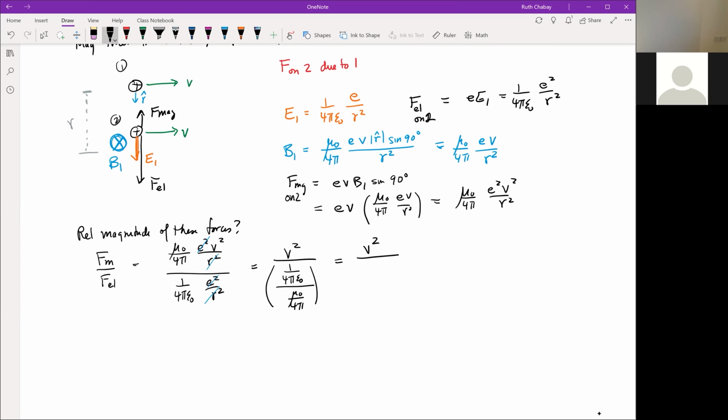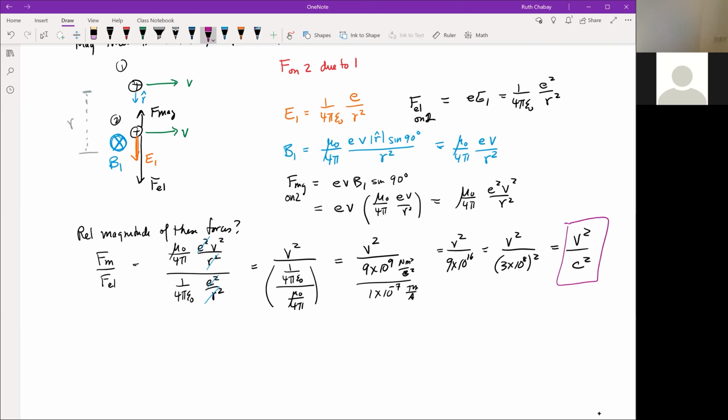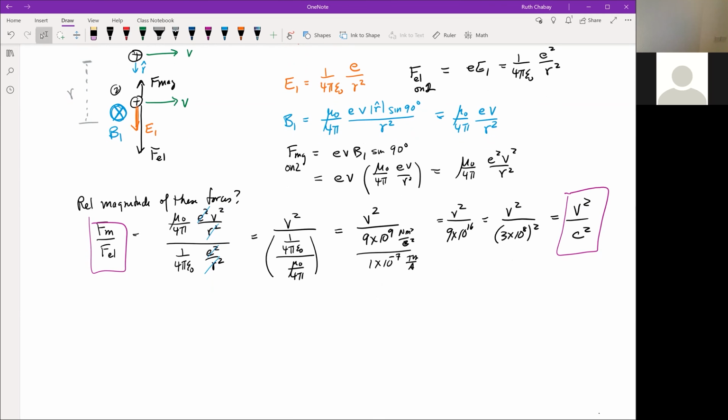And that gives us V squared over, well, this is 9 times 10 to the 9th newton meters squared per coulomb squared. And this is 1 times 10 to the negative 7th tesla meter per ampere. So we get V squared over 9 times 10 to the 16th, which is equal to V squared over 3 times 10 to the 8th squared, which is V squared over c squared. So in fact, the ratio of these forces depends on the magnitude of the velocity compared to the speed of light. Now that's interesting. How did the speed of light get into this?